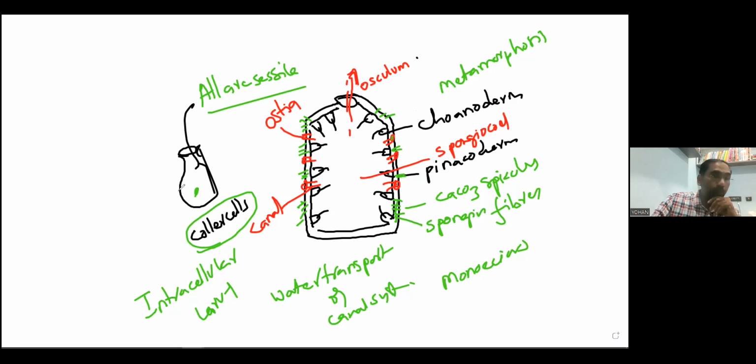And one more point is given. Here in these animals, asexual reproduction is by fragmentation. That means small parts can be cut off and each piece can develop into a complete organism. This is called fragmentation.